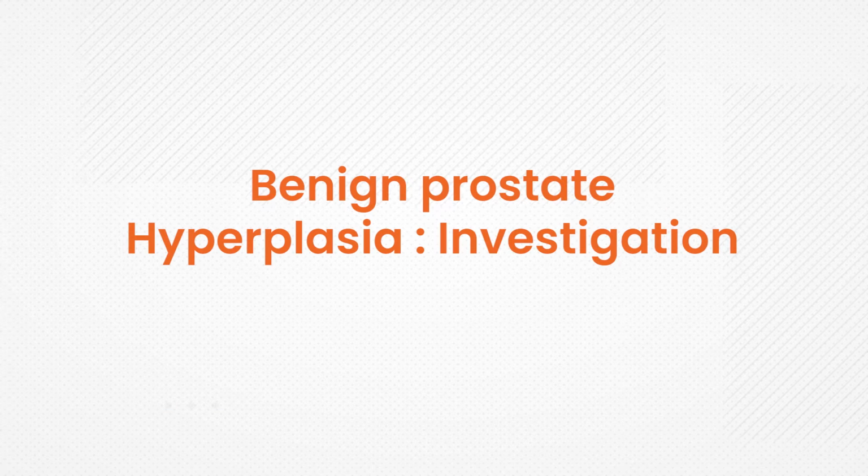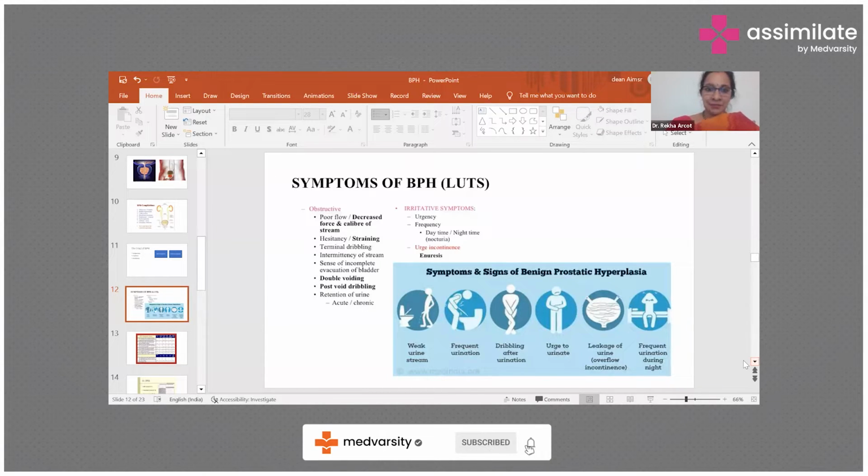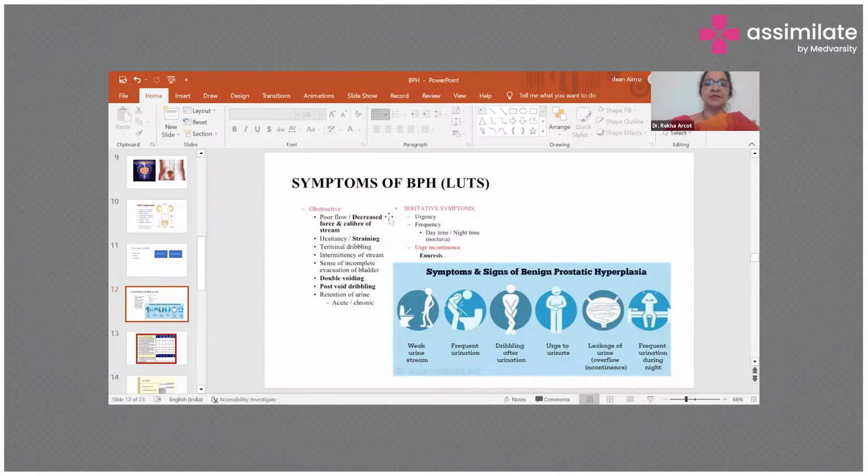the sexual history, because several of them can also have associated erectile dysfunction. So this is the same symptoms which now I have classified into what we call the obstructive symptoms and the irritative symptoms. So the obstructive symptoms are, as I told you before, about how this compresses on the urethra. There's poor flow, there's decreased flow caliber, there's hesitancy, there's straining, there's terminal dribbling, there's intermittency of stream, a sense of incomplete evacuation, and sometimes patients have to practice what they call a double void.